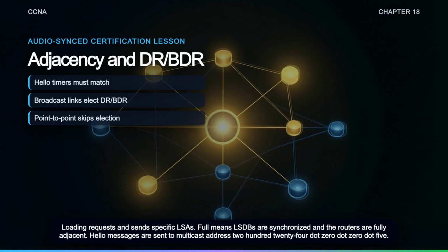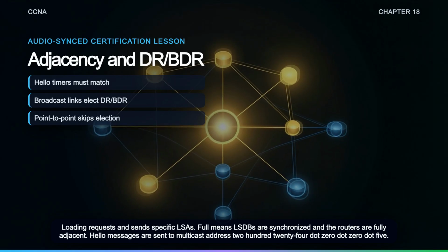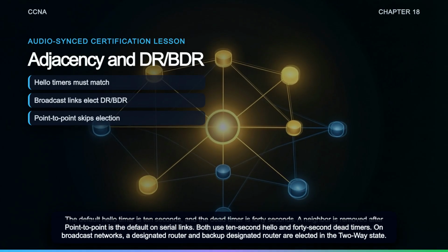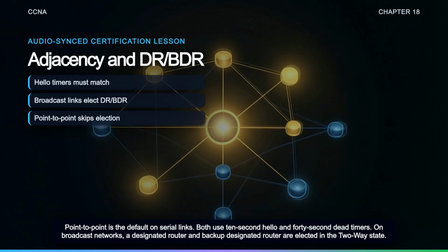Hello messages are sent to multicast address 224.0.0.5. The default hello timer is 10 seconds, and the dead timer is 40 seconds. A neighbor is removed after 40 seconds without a hello. OSPF network types determine behavior on a segment. Broadcast is the default on Ethernet. Point-to-point is the default on serial links. Both use 10-second hello and 40-second dead timers.